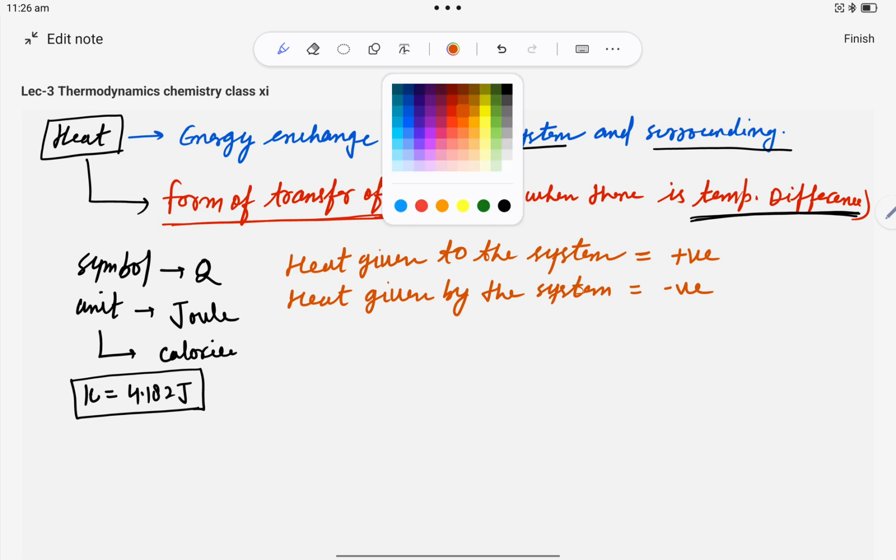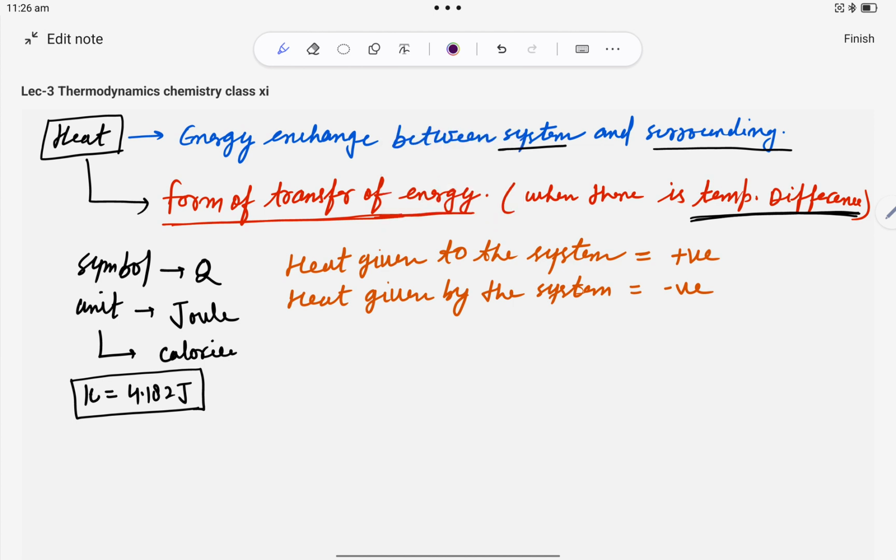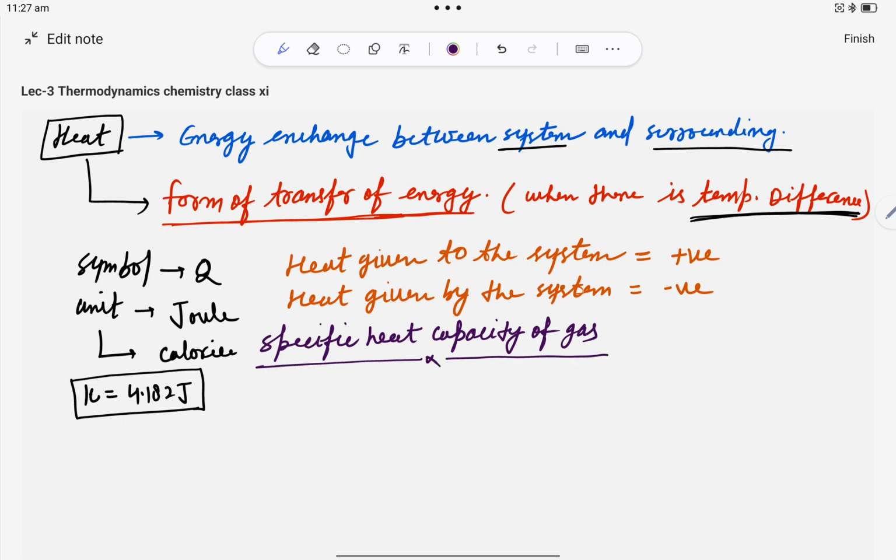Now the next topic is specific heat capacity of gas. It is very simple, children. What is the formula? Specific heat, symbol C, is Q upon M delta T.